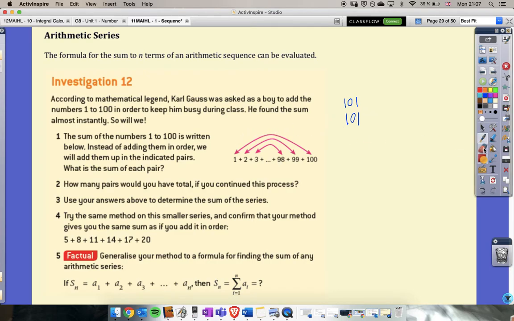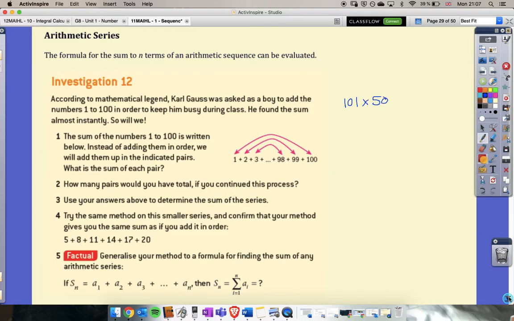So really all this comes down to is saying, well, each pair is worth 101, and if I had 100 terms, that means I've got 100 divided by 2 pairs. I've got 50 pairs. So the calculation becomes much quicker then.